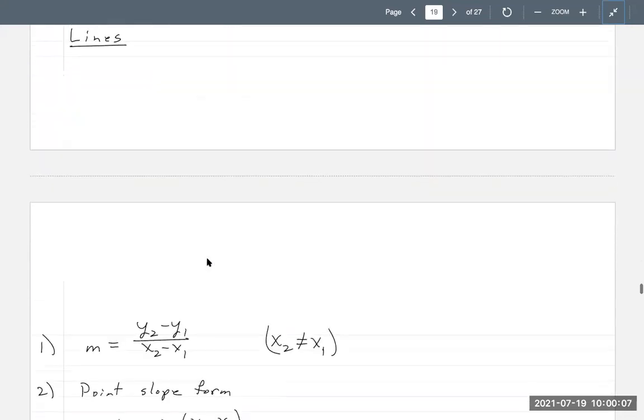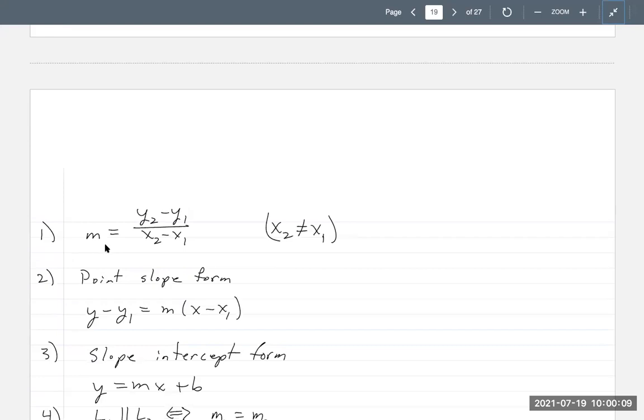Next, a review of lines. The slope of a line through two points. So suppose that I have the point x1, y1 with coordinates x1, y1, and another point with coordinates x2, y2. And suppose that x1 is not equal to x2. Then the line passing through these two points has a slope of y2 minus y1 over x2 minus x1.